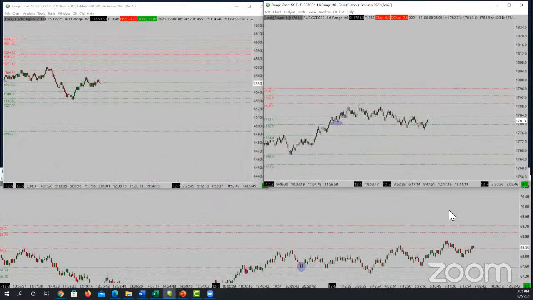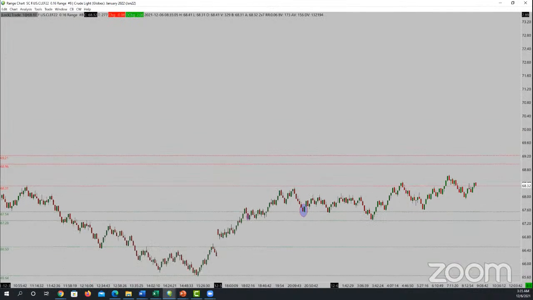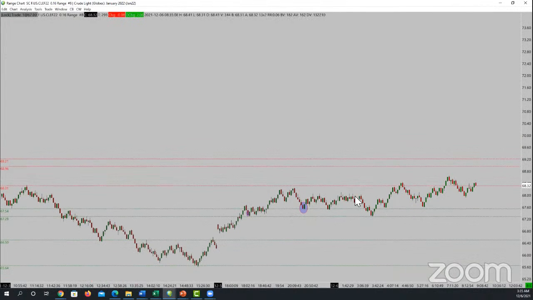Move over into crude oil. So let's take a look at what we got on crude oil. Now, crude oil, we did hold nice support, not 17, but 67.54, and then below that 67.28. Nice bounce off this area, nice bounce over here. You can see the inverse head and shoulders that came up.